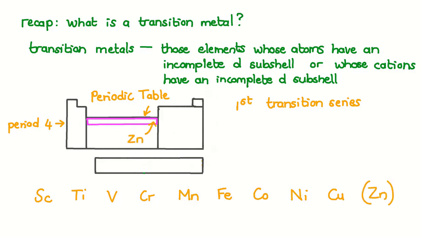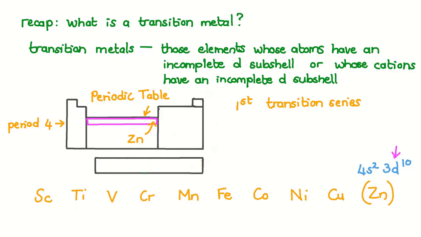Note that zinc in group 12 is not technically considered to be a transition metal, because its d subshell is complete and full with electrons. Now you might be familiar with some notable physical properties of some of these elements. For example, titanium is low in density but very strong. Polished chromium is highly lustrous or shiny, and copper is an excellent electrical conductor.